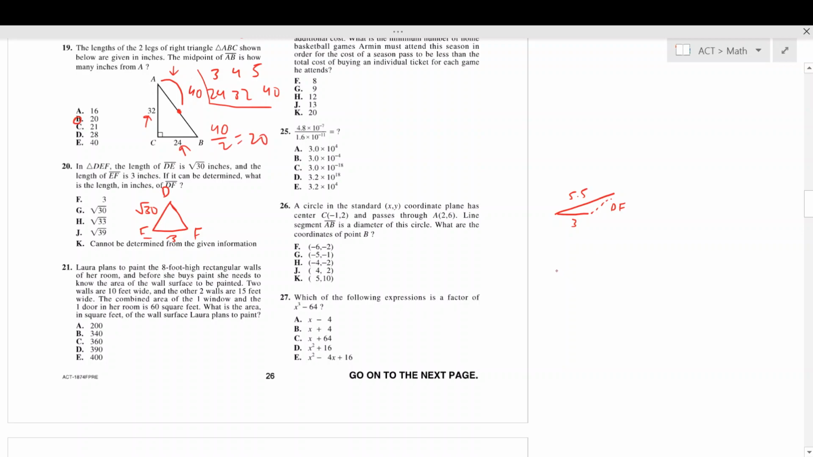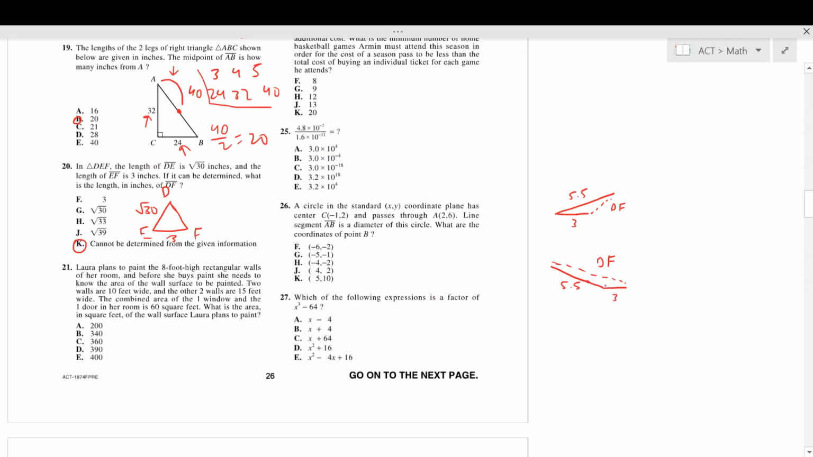So let's do that again, but let's draw it differently. So 5.5 in the other direction. Let's try to make it as close as possible. And then the side of 3. And now DF is like this. It's this long. That's an obvious difference. So we can't actually determine what DF is. We would need an angle, right?